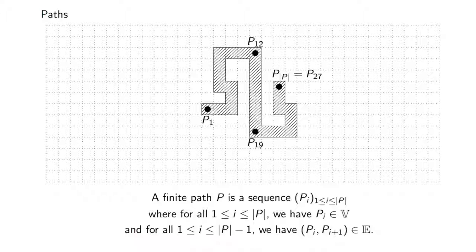A directed path P is a sequence of positions. For any index i of the sequence, there exists an edge of the grid which starts in Pi and ends in Pi+1. In this example, the path P is finite and its size is made of 27 positions. In this case, the first position of the sequence is called P1 and has no predecessor, and the last position of P has no successor. All other positions have a predecessor and a successor in P.